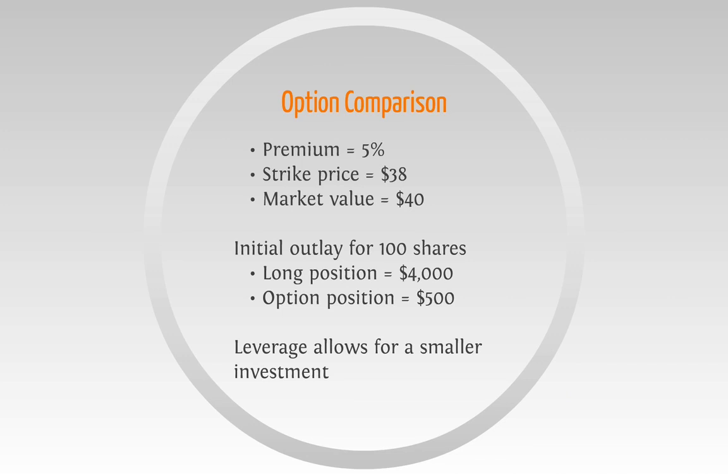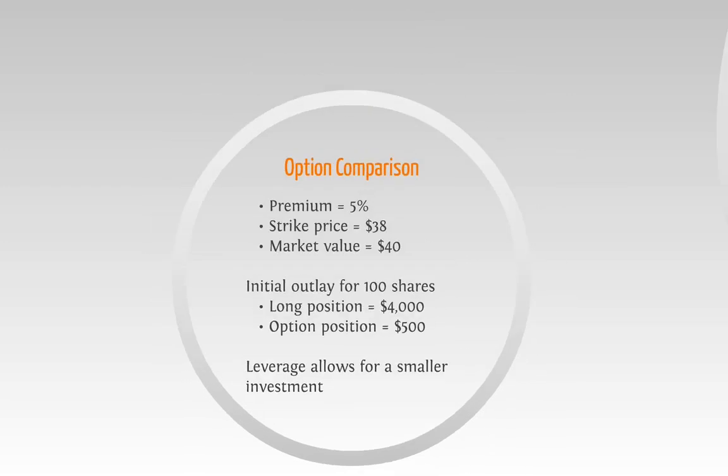Let's look at an example of a comparison really between the long position, buying the underlying shares outright, versus buying the option on those underlying shares. So we have a market value of $40 and a strike price of $38 for a call. Now to have the exposure of 100 shares for a long position, we'd have to pay 100 times the $40 market value, or $4,000. To have that same risk in an option position, you'd only have to pay $500, which is some of the power of the leverage of an option.